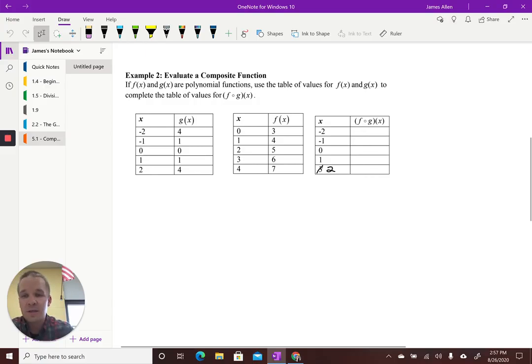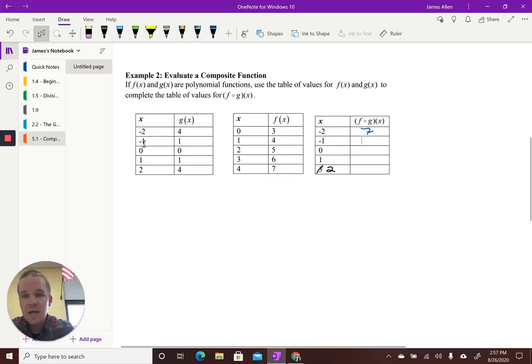So let's start with this, negative 2. Whatever I get for this as I'm going through it is going to go right here, okay? So negative 2 plugged into g gives me 4. And if I take that 4 and plug it into my f function, I get 7. So that means this would become 7.